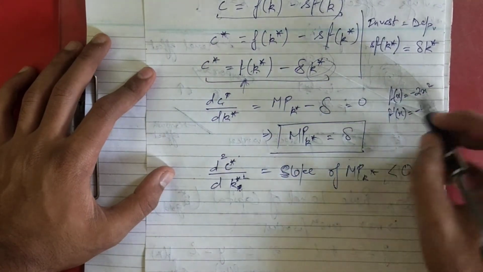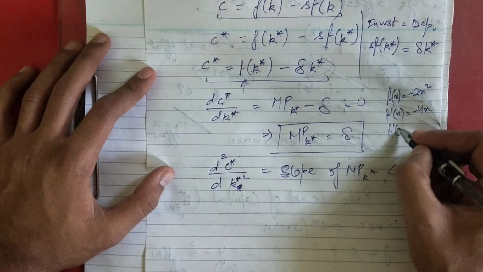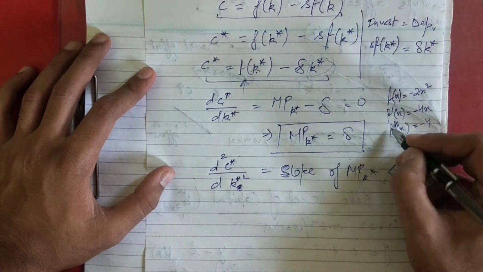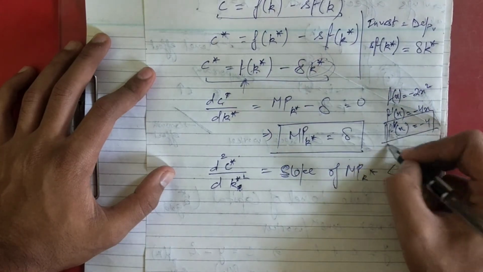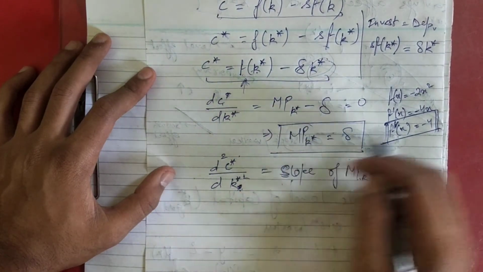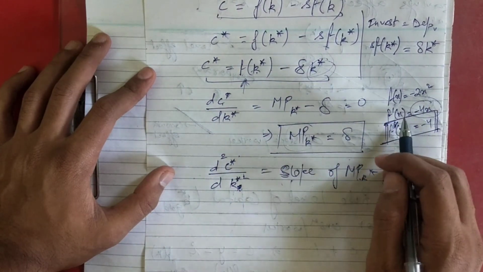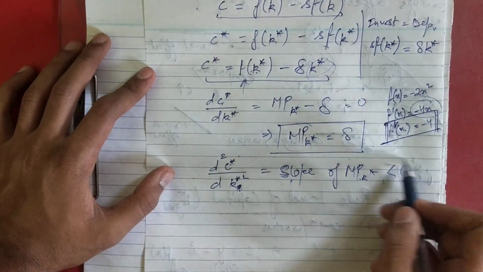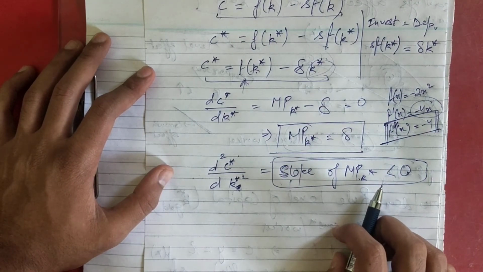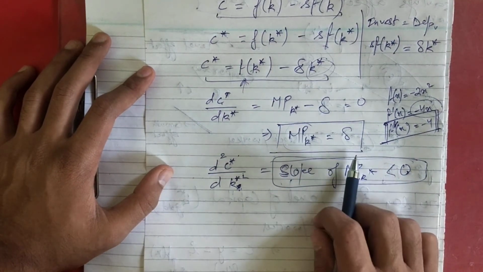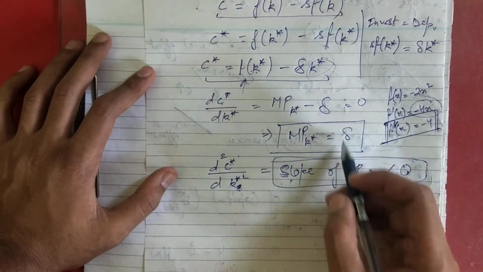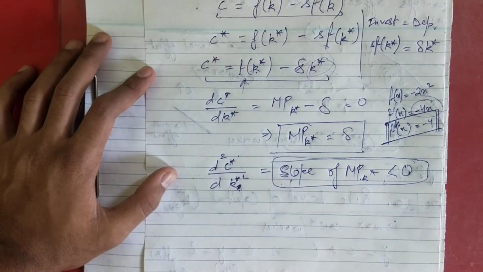So let's imagine f double dash x: it will be minus 4. So it is obvious that the slope, which is already negative, is also negative for non-negative values of x, so it will be less than or equal to 0. So your maximizing condition will be MPK is equal to delta, that is your depreciation rate, the proportion of capital which is going to be depreciated.